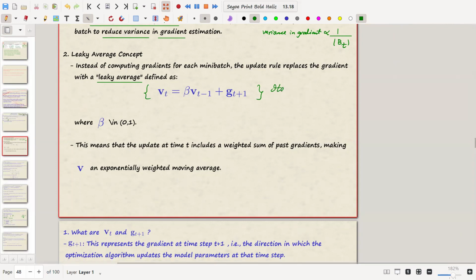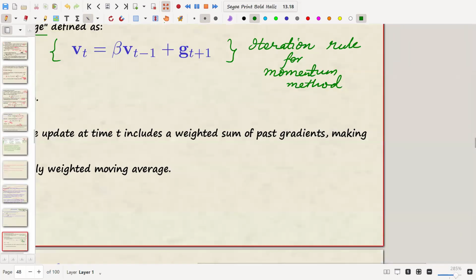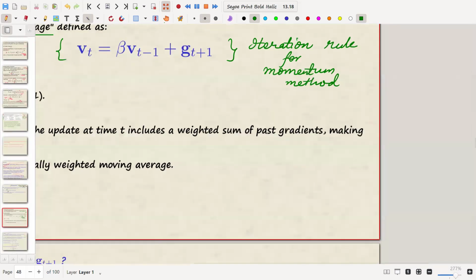This is the iteration rule for the momentum method. Okay, so what is this method? Just by looking at this method, many things might not be clear.